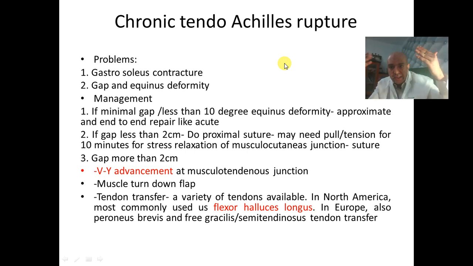But if the gap increases, you have to lengthen the proximal stump through, for example, VY advancement, and do a primary repair, plus or minus augmentation with flexor hallucis longus.